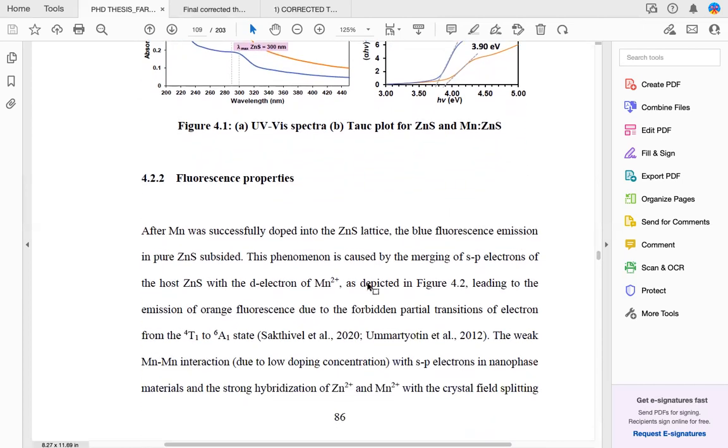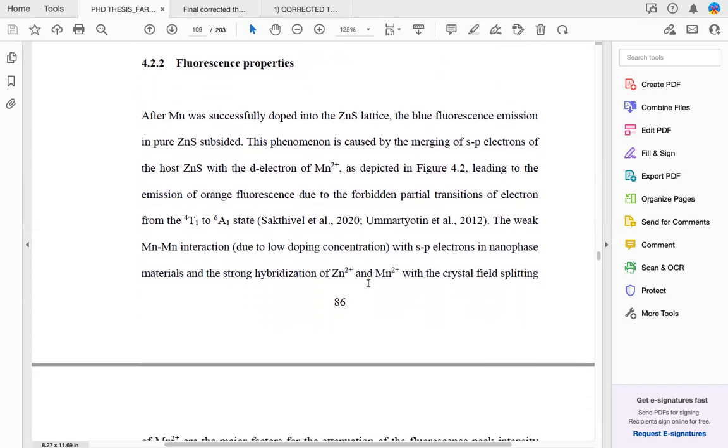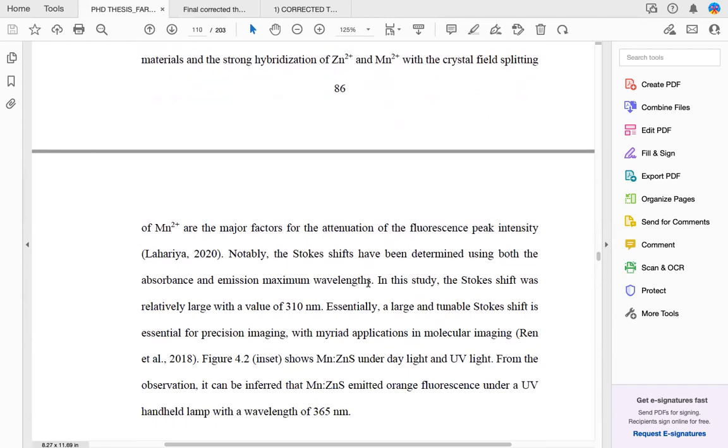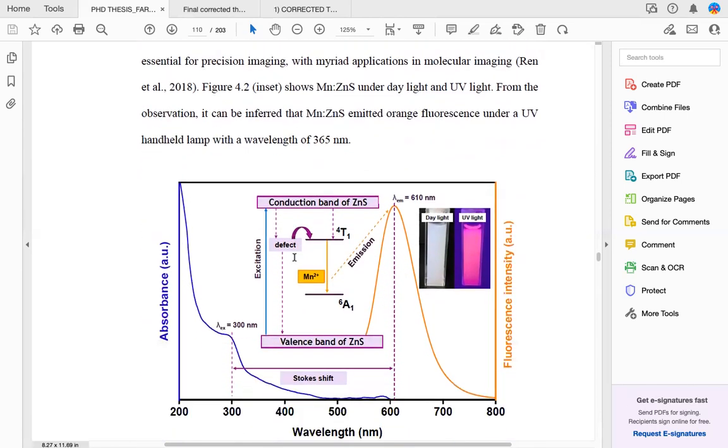Now you have another figure explaining the fluorescence spectra probably, and then give the meaning to the spectrum. So talk about the theory, the Stokes shift. This is something that you have learned in molecular or atomic spectroscopy.